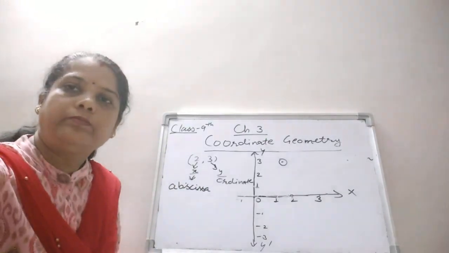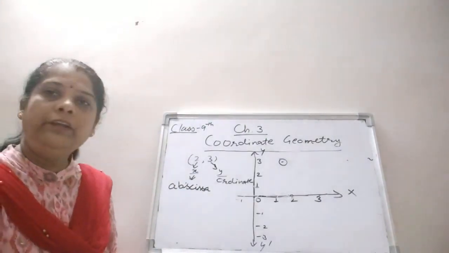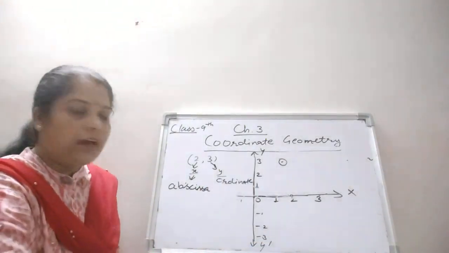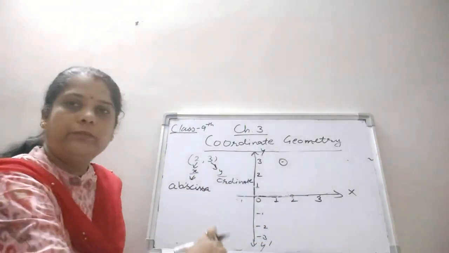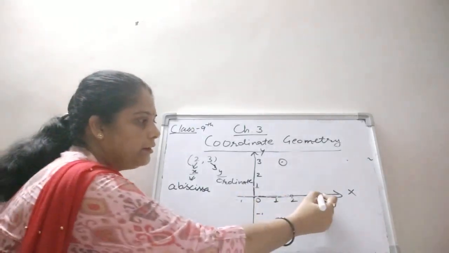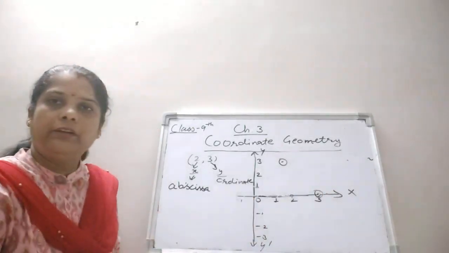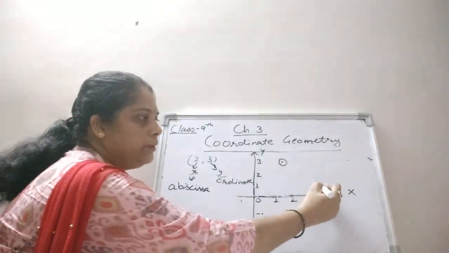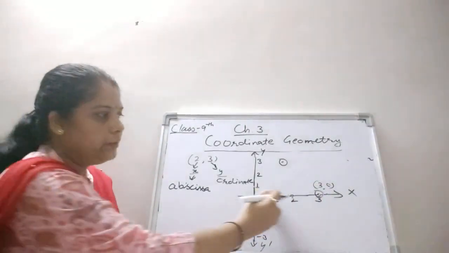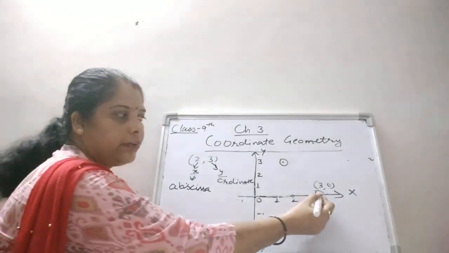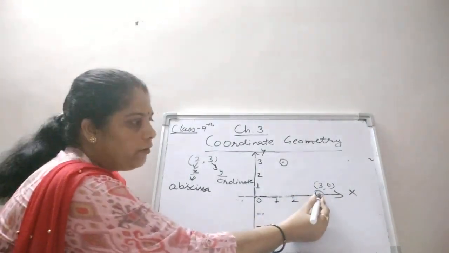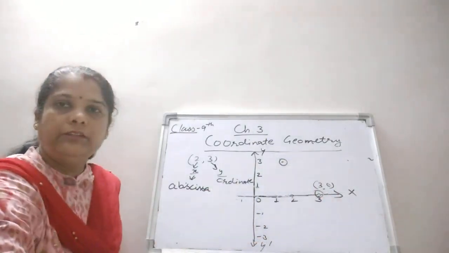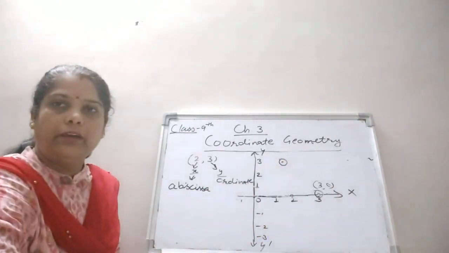Now, coordinate of a point on x-axis. If we have a point on the x-axis, like here we have a point, what will be the coordinate of this? Coordinate of this will be 3 and 0, because how many points is x from here? 3 points, and in y it did not go up at all. So the y coordinate here will be 0.